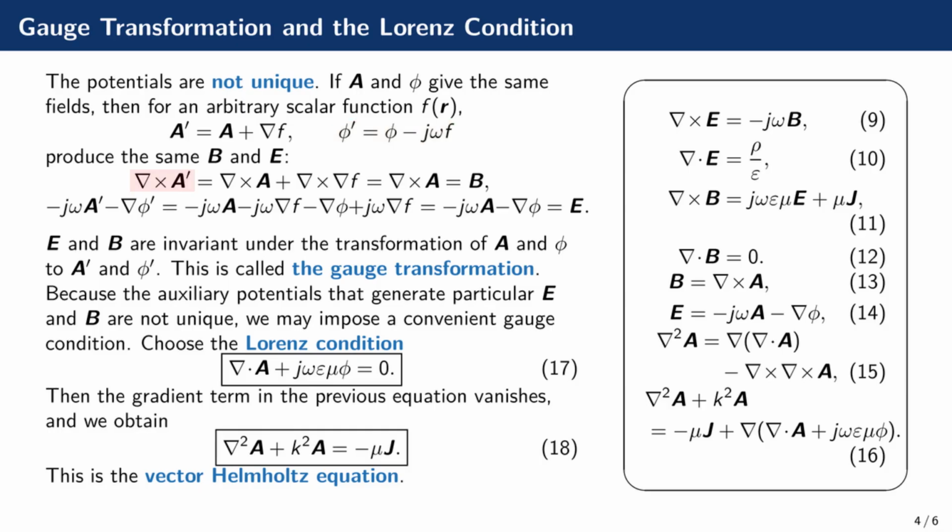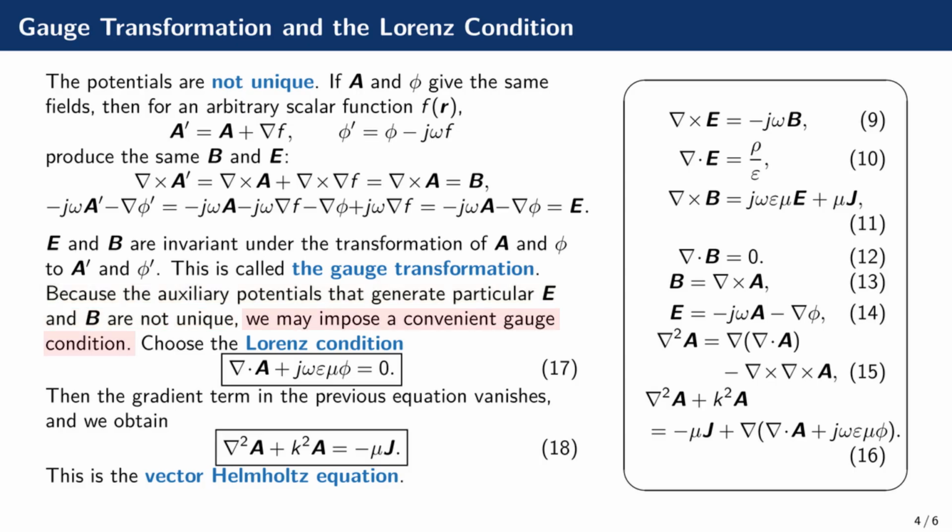If we calculate the curl of A prime, we obtain the curl of A because the curl of a gradient is 0. So B remains unchanged, and if we compute this expression, all additional terms cancel and we obtain the same E. Therefore, E and B are invariant under the transformation of A and phi to A prime and phi prime. This is called the gauge transformation. Therefore, there are infinitely many pairs of A and phi that produce the same fields.